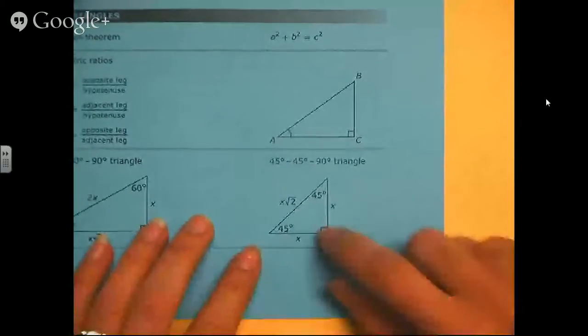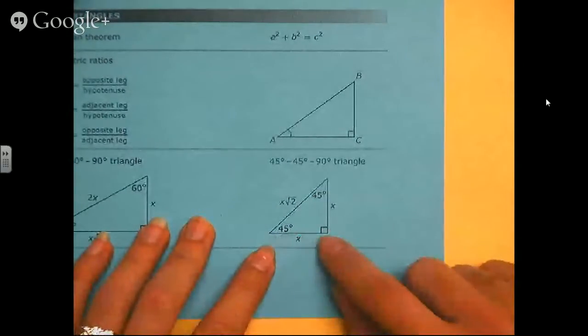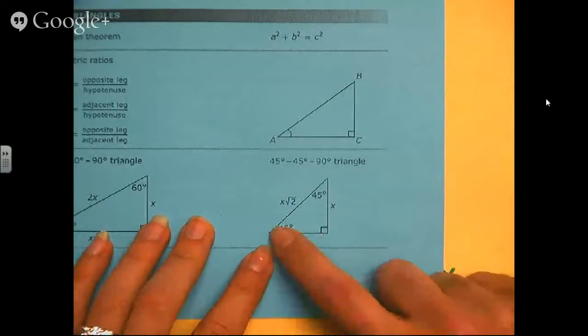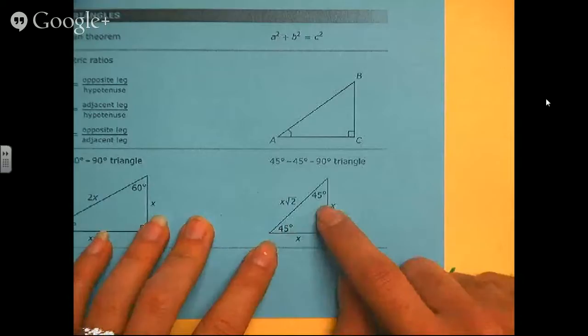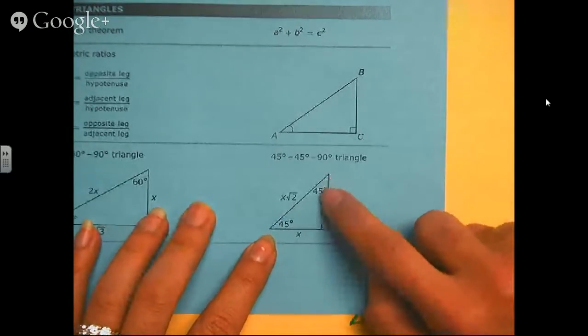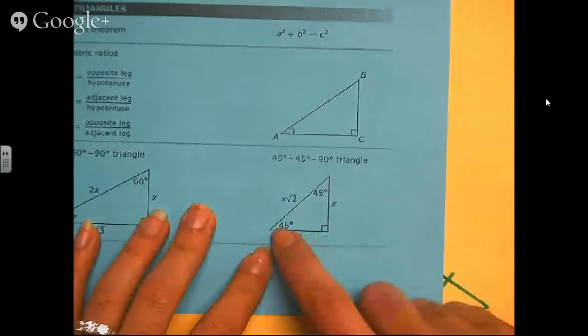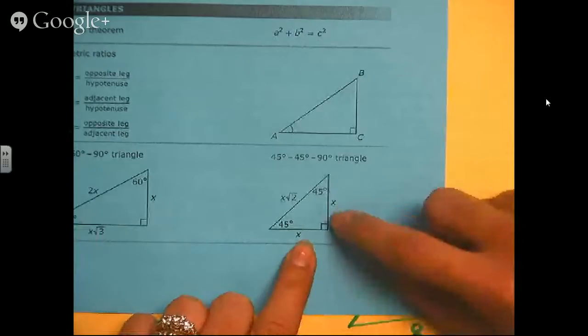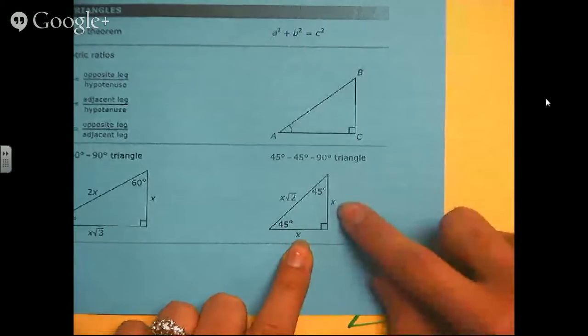Now, you can see that we have our triangle here. There is the 90-degree angle, our box in the corner, all right? And the other two angles in the triangle are 45-degree angles. They are the exact same size. Now, if you were to look directly across from both of those 45-degree angles, you see that the length of the side there, they're labeling as X. Now, X is just a placeholder to represent a number.